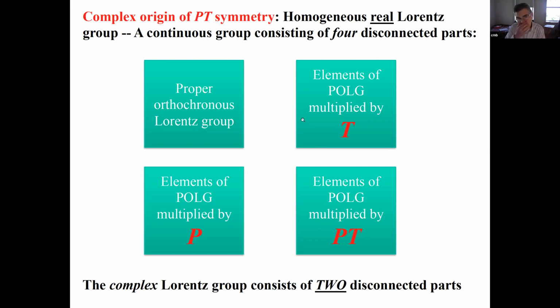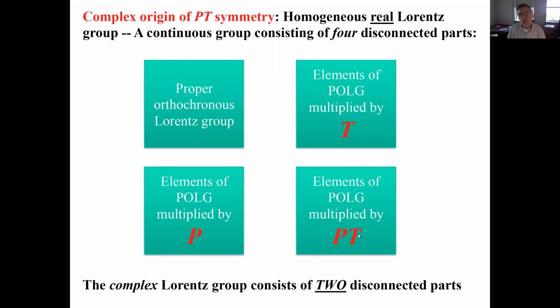The Lorentz group consists of 4 disconnected continuous parts. The first part is the proper orthogonal Lorentz group. Okay, and then the second part consists of all the elements of the proper orthogonal Lorentz group multiplied by t. The third part is all of those elements multiplied by p. And the fourth part is all those elements multiplied by pt.